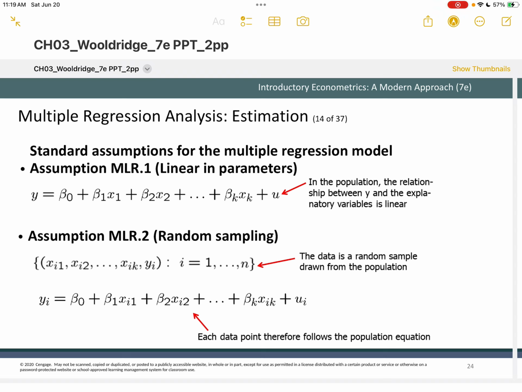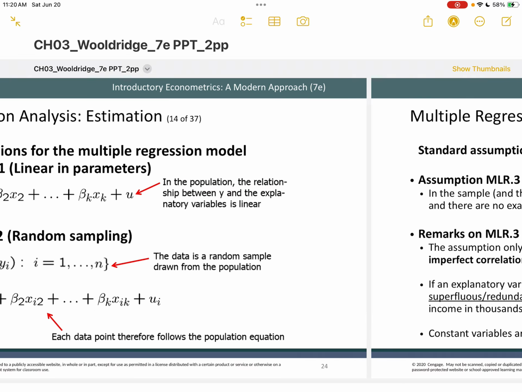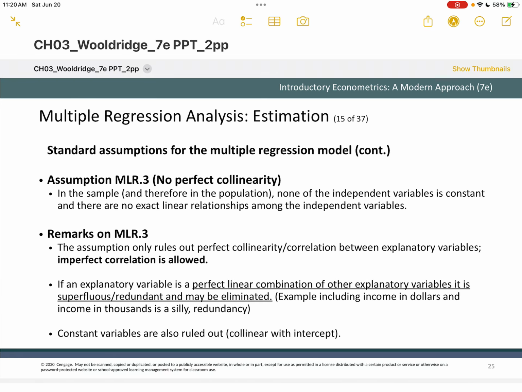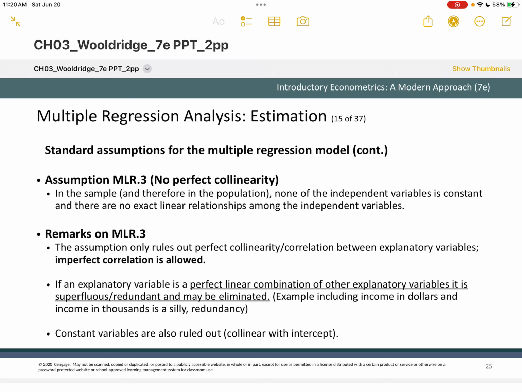So let's engage. Well, the first multiple linear regression assumption is linear in parameters, followed by random sampling, just like we saw in the simple linear regression. The third assumption says that there should be no perfect collinearity. Now, what does that mean, no perfect collinearity?